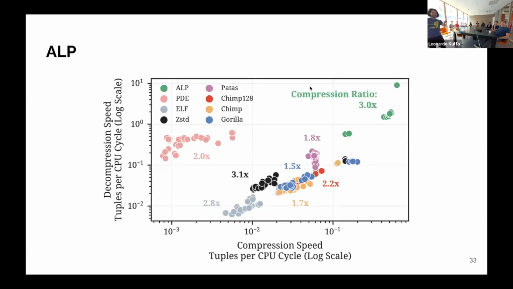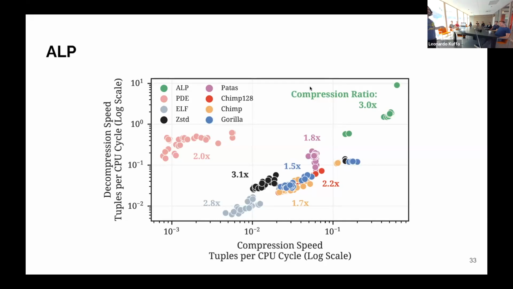And here are the results of ALP. Before diving into the complexity of its implementation, we wanted to show you the results that we have. In this plot, you can see three variables. On the x-axis, you can see the compression speed. On the y-axis, you can see the decompression speed. Higher is better, because the speed is measured in the number of values that can be compressed or decompressed in a CPU cycle.